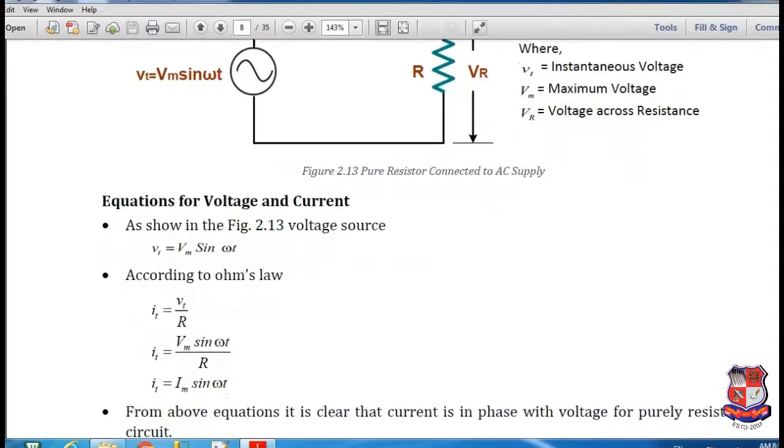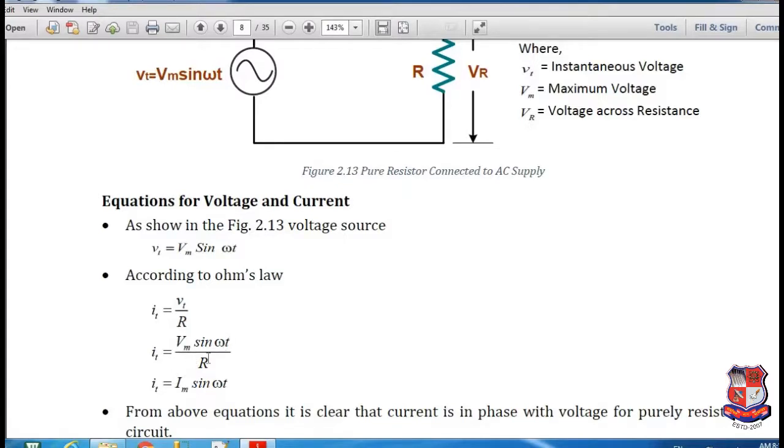Now according to Ohm's law, inside the circuit having a closed path, there is some amount of current flowing through the circuit. Based on that we can apply Ohm's law, so we have the equation It is equal to Vt by R. Vt is considered as the supply voltage and R is considered as the load. Now we can put the value of Vt in this equation, so we get It is equal to Vm sin omega t divided by R.